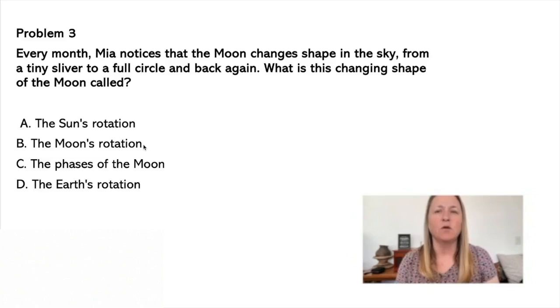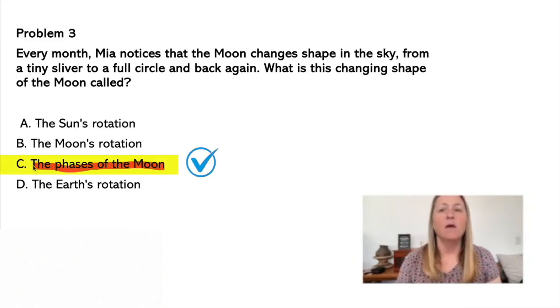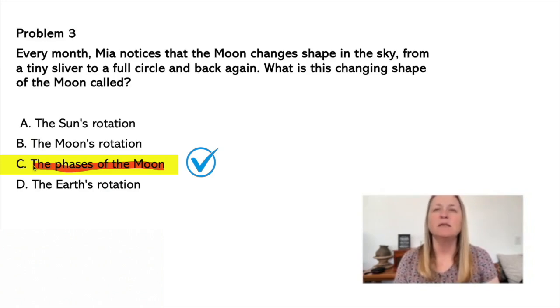The phases of the moon are the correct explanation for the observed changes in the moon's appearance. The changing shape of the moon that Mia notices is called the phases of the moon. These phases happen because the moon orbits the Earth and the sun lights up different parts of it. This makes it look like the moon is changing shape on Earth. The cycle from one full moon to the next is about 1 month long.